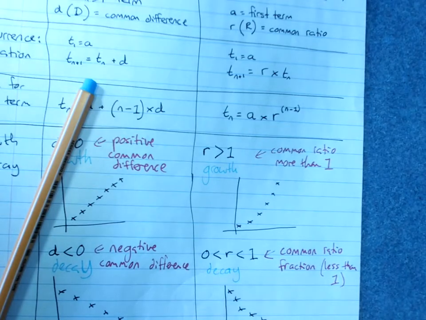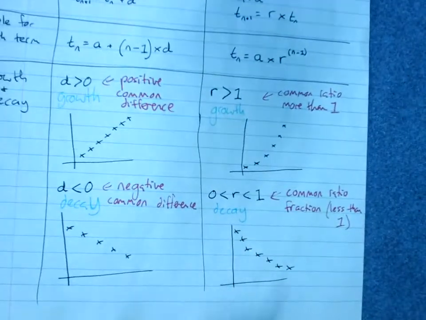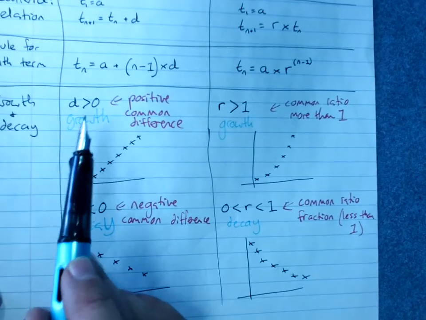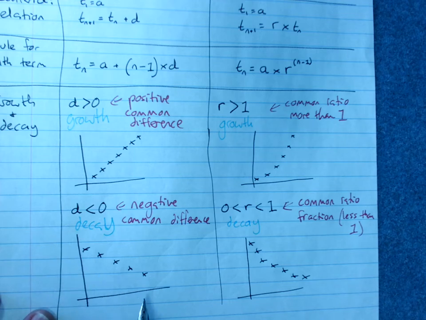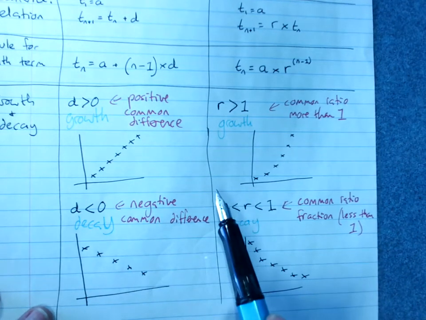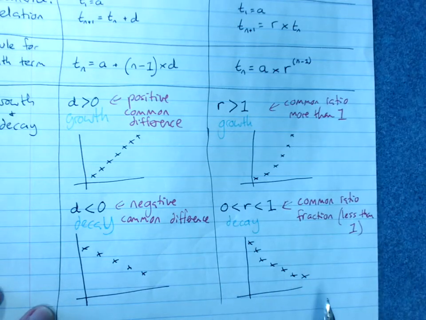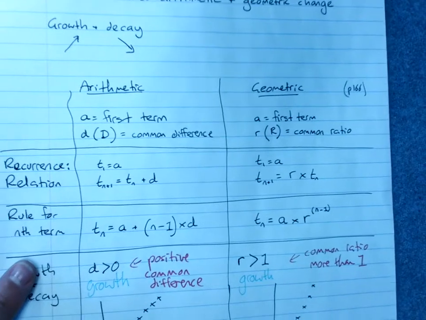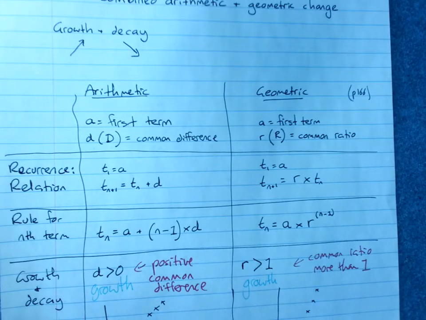would look like this. I'll even put that on the screen for you so you can see it. So arithmetic growth, straight line up. Arithmetic decay, straight line down. Or linear growth, linear decay. Geometric growth, curving up. Geometric decay, curving down. That's an overview of the difference between arithmetic and geometric.